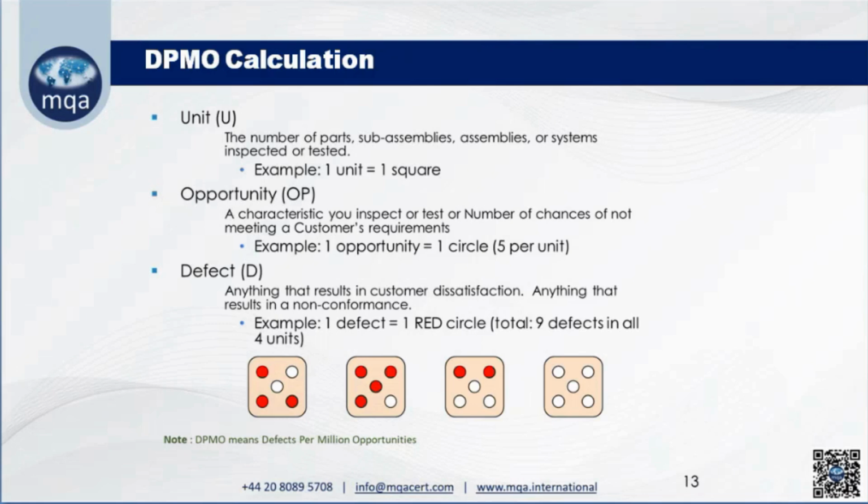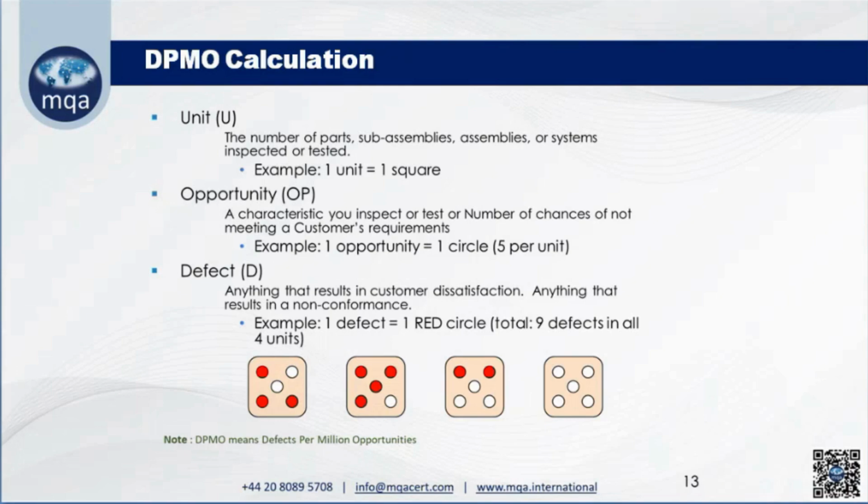In the second sample we picked up, 4 were defective, 1 was okay. In the third, 2 were defective, 3 were okay. In the fourth, all 5 were okay. So 4 units that we checked, and in each of the units, 3, 4, 2 and 0. Those were the possible defects that we got.